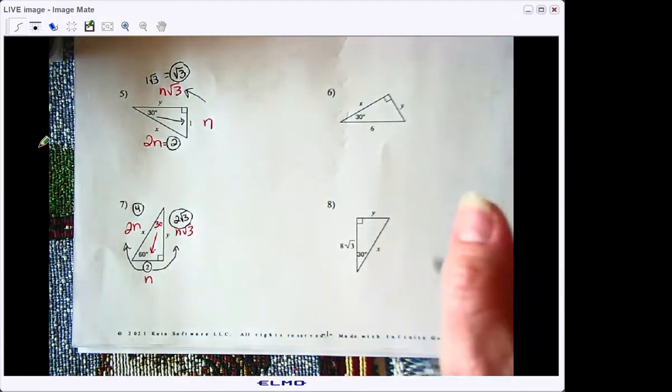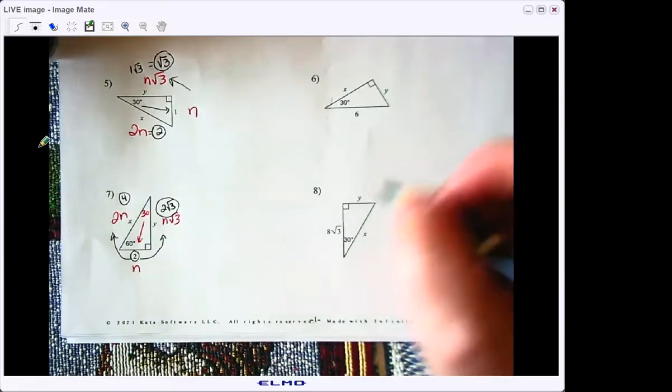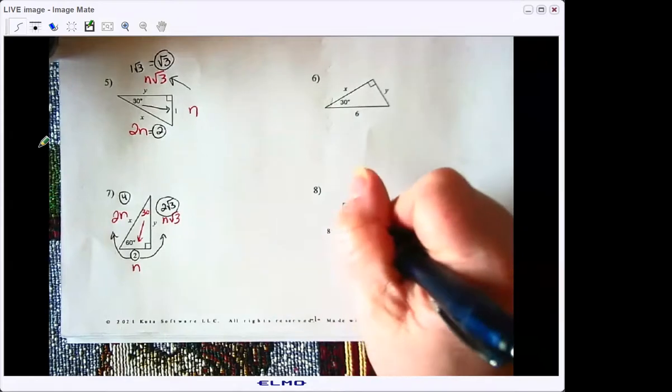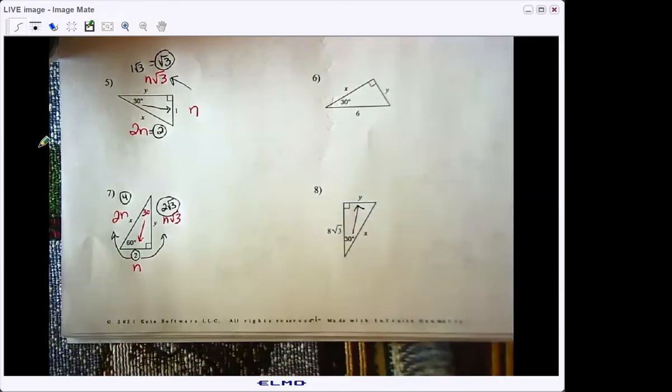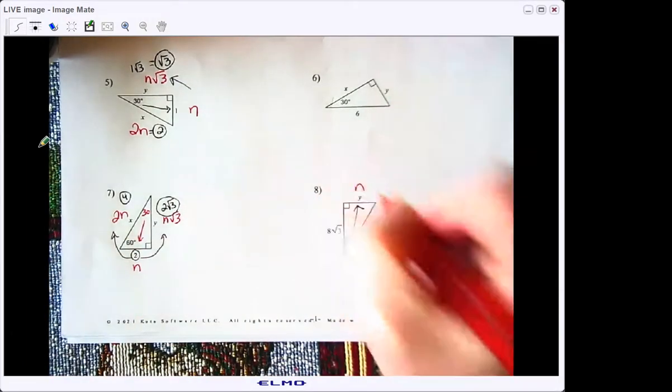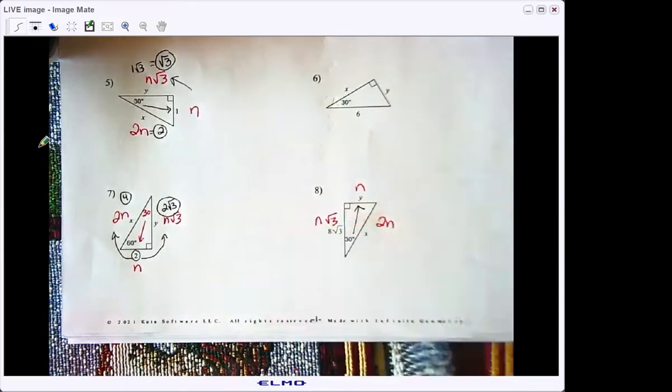Okay. Let's do number 8. We're doing good on time here. So again, here's my 30-degree angle. So this becomes N, 2N, and N√3. Take 5 seconds, identify N, write it down, find the hypotenuse.